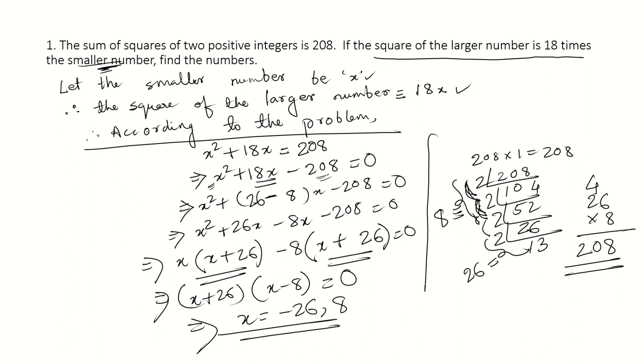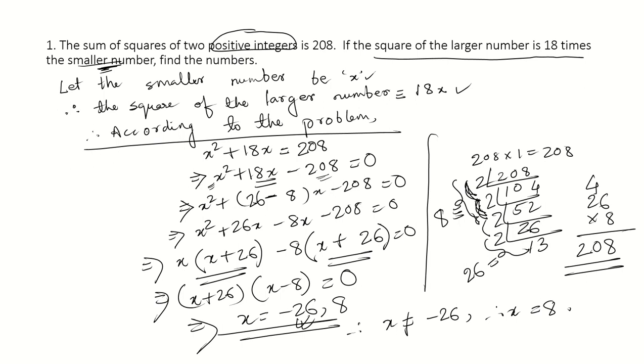Now you see, it's given here in the question that both are positive integers, right? So if both are positive integers, then when we got x equals minus 26, it doesn't satisfy that condition, right? That both are positive integers. So x cannot be equal to minus 26. Therefore x has to be equal to 8.